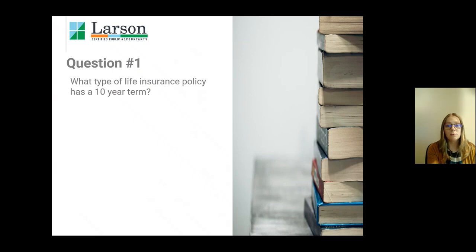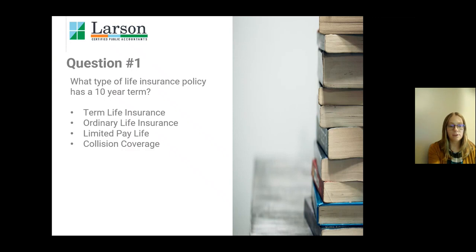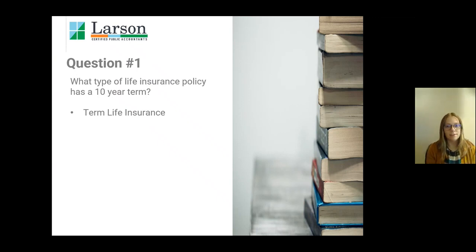Throughout the training, there will be some questions to help keep you engaged and to test your understanding. So first question is, what type of life insurance policy has a 10-year term? Here are some options to refresh your memory. And it is term life. So it has a specific term that it ends, which can be 10 years.